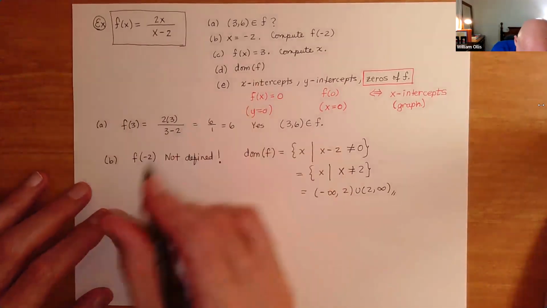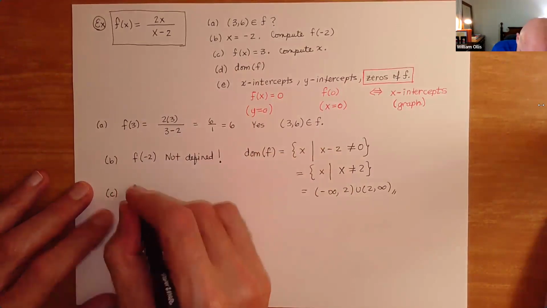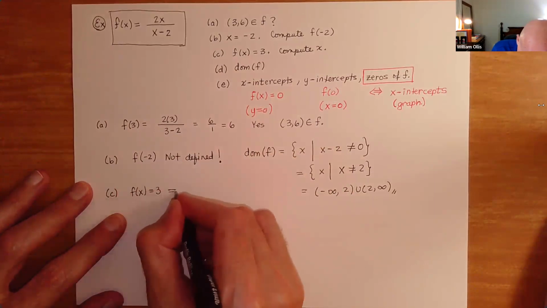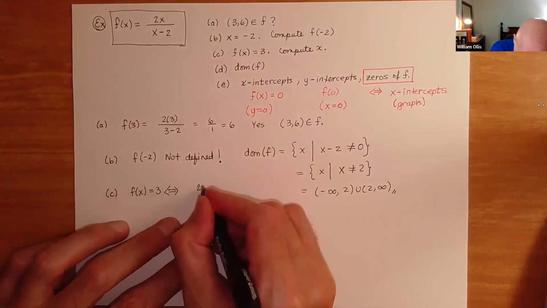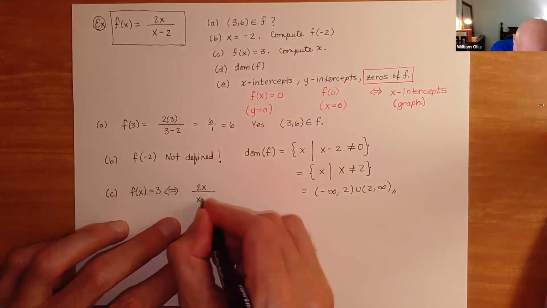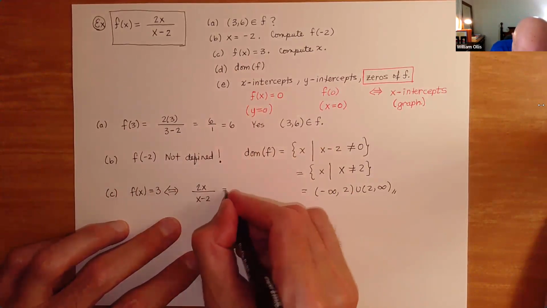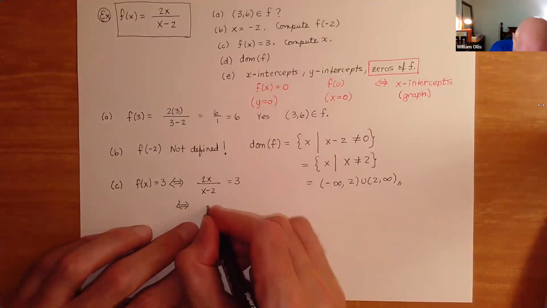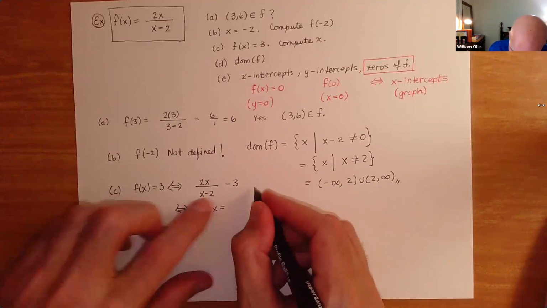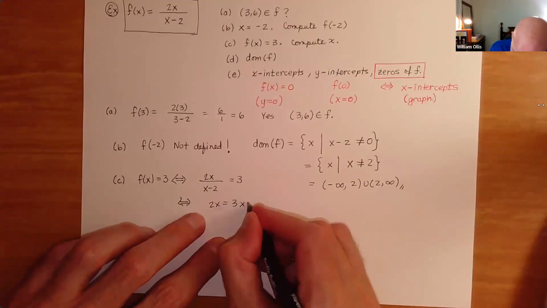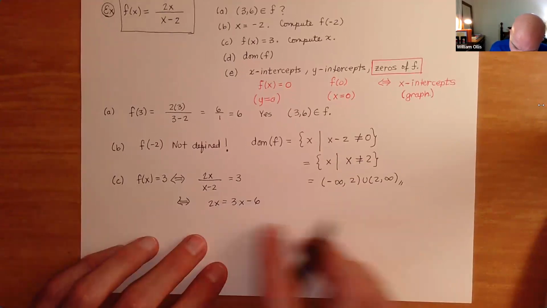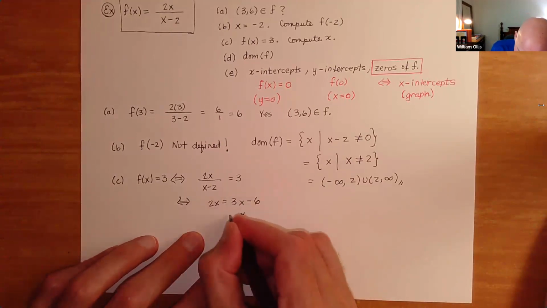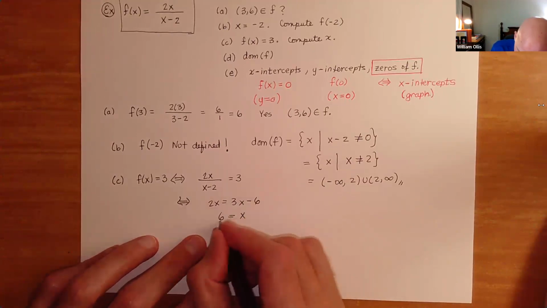Now let's notice this. C, we have f of x equal 3. Well, let's write down the functional equation. So this says 2x divided by x minus 2 equals 3. So let's cross multiply. So we have 2x equals, well, 3 times x is 3x minus 6. And now we can absorb the 2x into the 3x to give us an x, and then transpose the 6. So x equals 6.